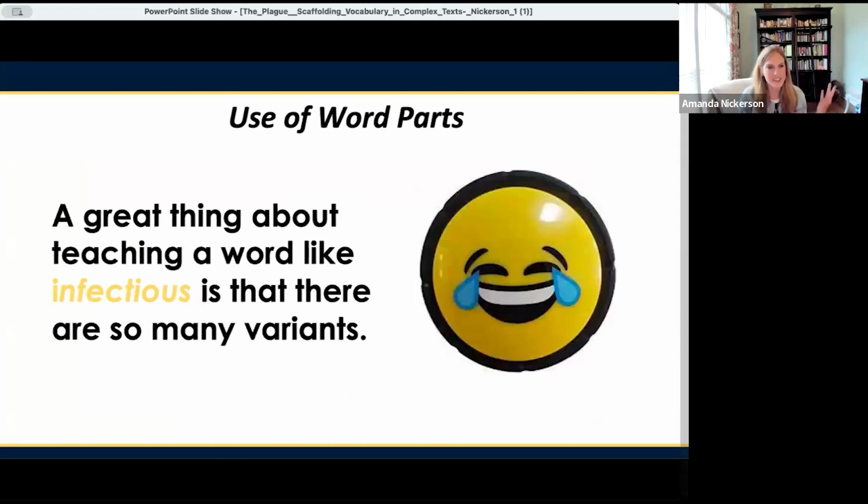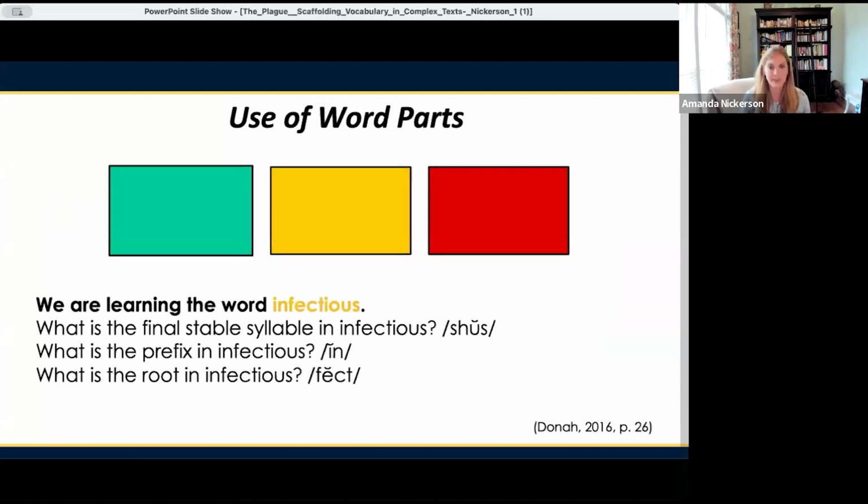And I couldn't resist the dad joke, so I had to put this in here. A great thing about teaching words like infectious is that there are so many variants, right? There are so many ways that we can teach this word and related words, which helps understanding and vocabulary connections.